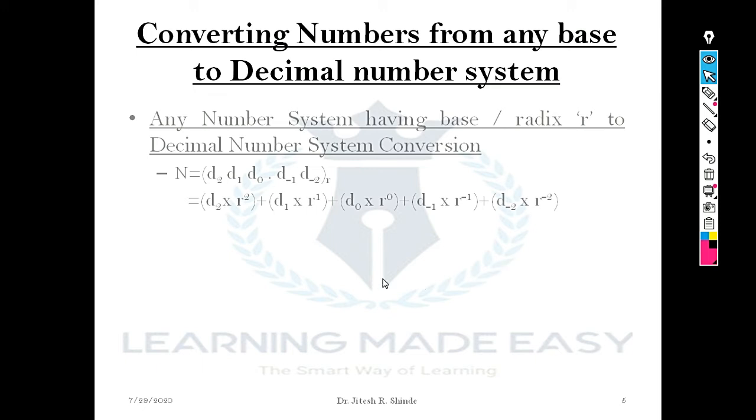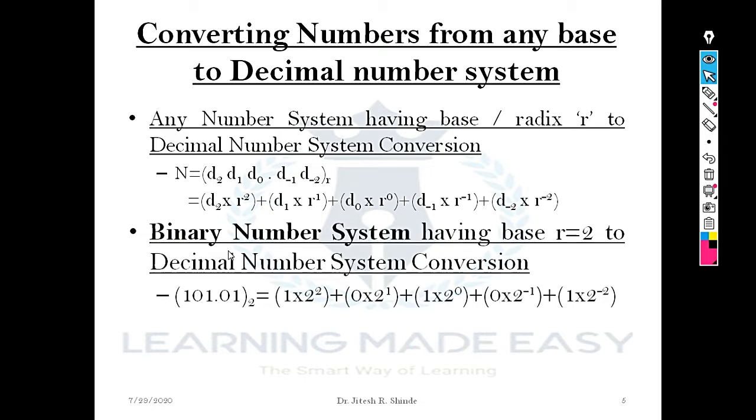Thus, using this concept, let's see how we can convert a binary number to a decimal number. In binary number, we know that the base r is equal to 2. Now here the example is 101.01. This number is an example of a mixed number. It consists of integer part 101 and fractional part 01.